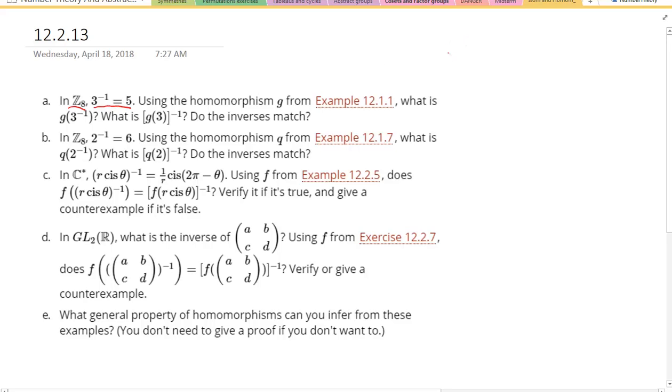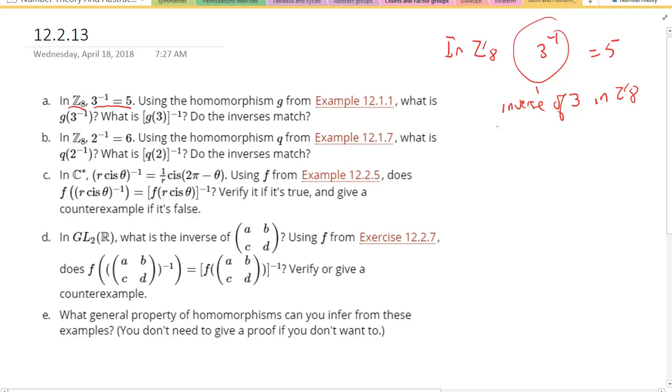What does that mean? In Z8, 3 inverse equals 5. Now what does 3 inverse mean? This is referring to the inverse of 3 in Z8. Now what's the inverse of 3 in Z8?